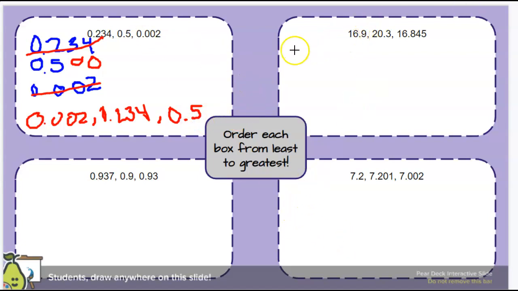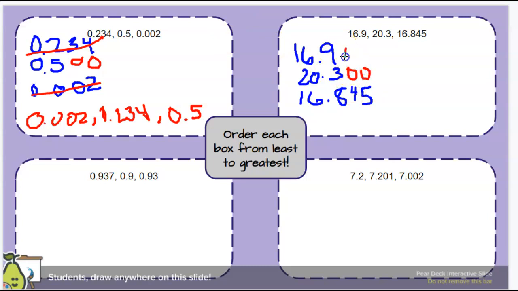Okay, so then on this next one, I have 16 and 9/10. I'm going to put my decimals so that I keep stacking, because that's the big point, is I'm stacking. And then 16 and 845 thousandths. And then I'm going to put my ghost zeros again. So I need to go to the thousandths.